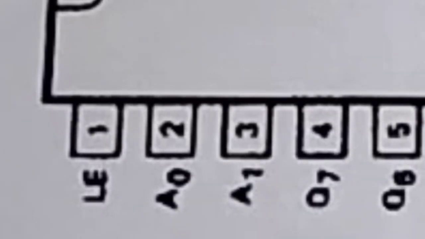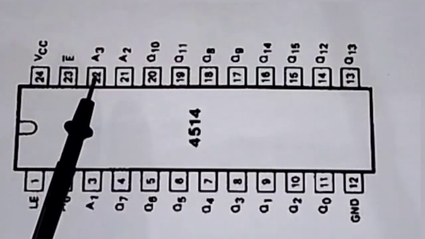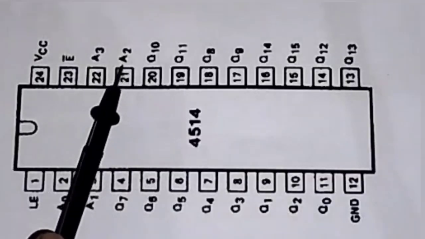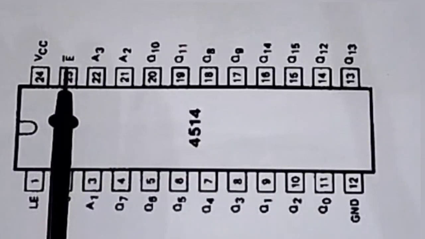Ground is pin number 12 and pin number 24 is VCC. Pin number 1 is a latch enable which latches the data inside the chip. This is the active high pin. A0, A1 are the address lines. A2 and A3 are also address lines. Pin number 23 is the enable pin. This is the active low pin.